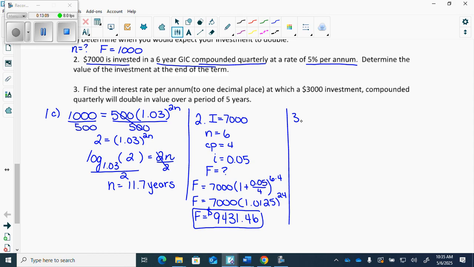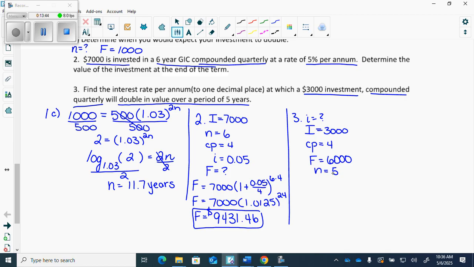So this one wants us to find the interest rate, which is little i, per annum to 1 decimal place. A $3,000 investment, so capital I, compounded quarterly, CP of 4, will double over the value of 5 years. So double means my final is 6,000. And then n is 5 years. Okay.